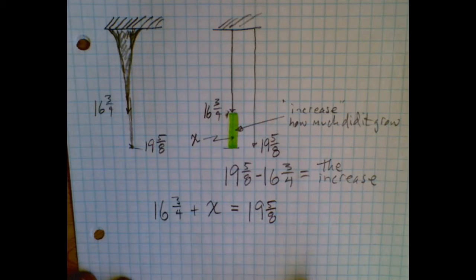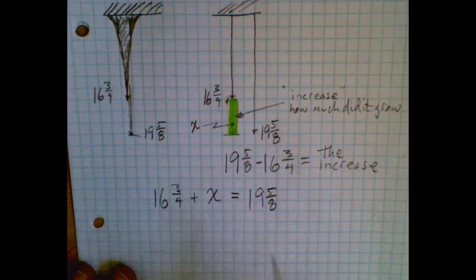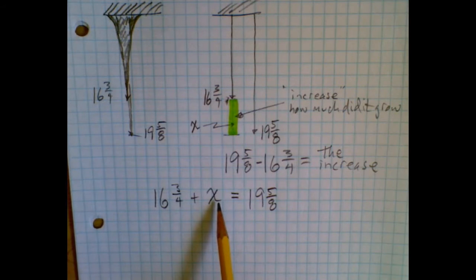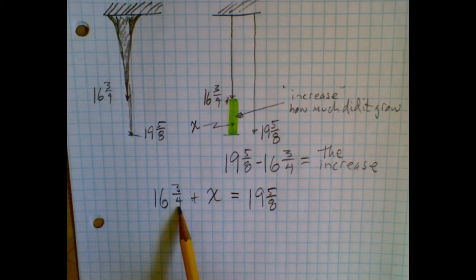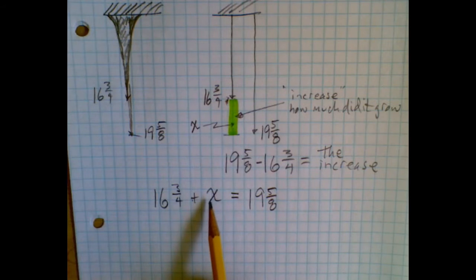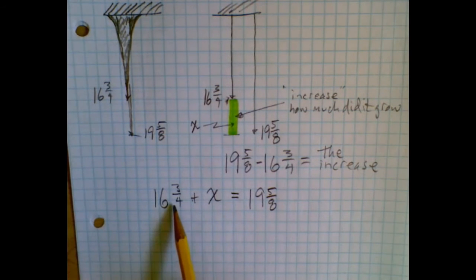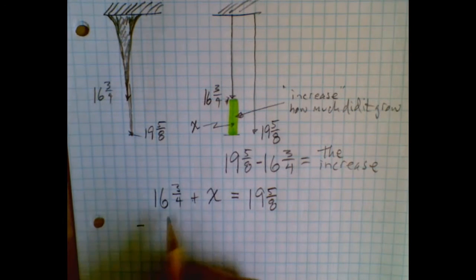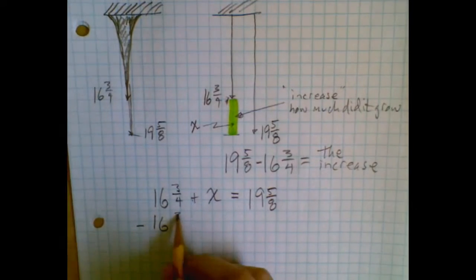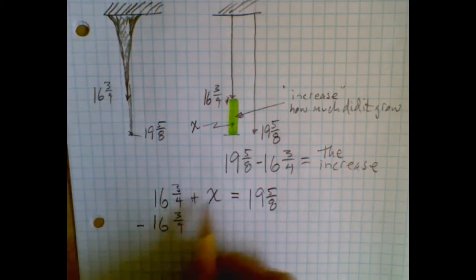If we were to solve this, we would ask the question, well, there's the variable, and I want to get the variable by itself. What must I do? Well, what's happening to the variable? At the moment, I'm adding 16 3/4 inches. In order to get the variable by itself, I have to do the inverse or the opposite operation of what's happening. What's the opposite operation of addition? Subtraction. That means I have to subtract this same amount here to get x by itself.